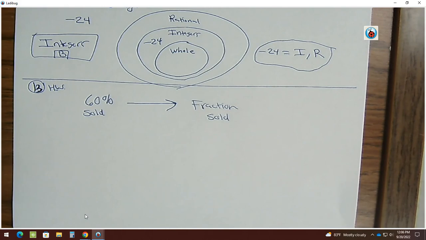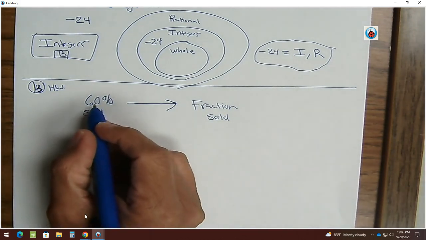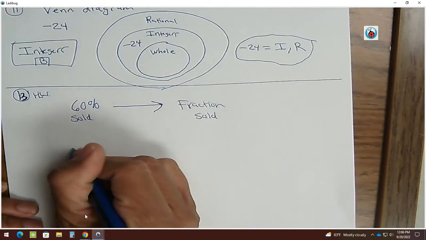That's why I was making a big deal about you labeling not just the number, but telling me that 60% is sold. They're asking me the fraction that was sold. Because of that, I'm going to keep the 60%. So I'm ready to go. So 60%, I'm changing it to a fraction. So if I'm changing this to a fraction, I obviously want a fraction bar. So I'm going to put my fraction bar.